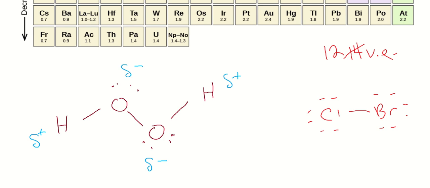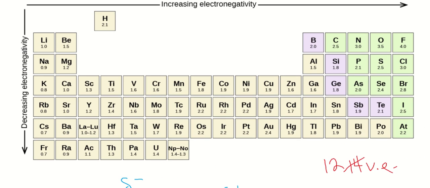All we need to do is look at their difference in electronegativity. What do you think? Chlorine's higher than bromine on the periodic table. So you should predict that chlorine is going to be the side that has the slightly negative charge, and bromine is going to lose some of the electrons partially, so that side will be partially positive. The trend is up and to the right.